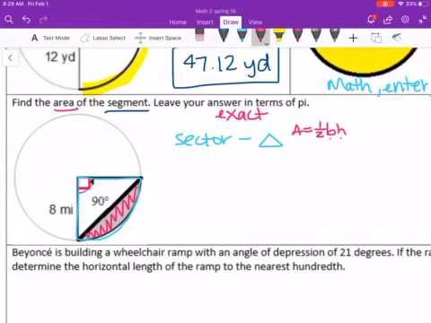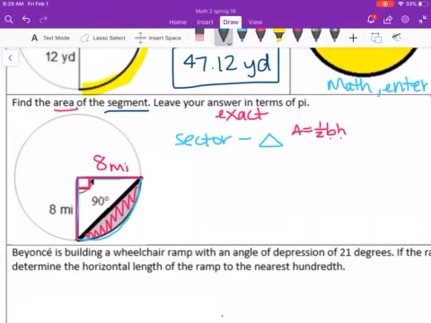So the base and height are already given to us in our picture. If this side is 8, that's a radius of the circle, we could assume that that is also a radius of the circle, so we can label that as 8 miles. And we can go ahead and start this problem.